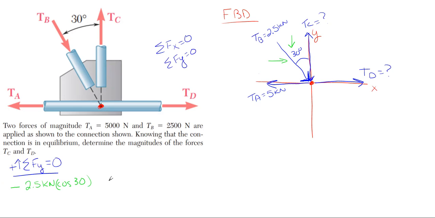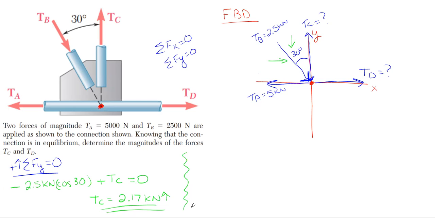And then lastly, we have TC. TC is going upward, so that is a positive TC. We don't know what that is yet. And then not including TD because, once again, it is in the x-axis. So that's all we have for the y. And T sub C is the only unknown in this equation, so we can easily solve for it. It is essentially just 2.5 kilonewtons times the cosine of 30. And that gives me 2.17 kilonewtons of force in the upward direction. So there is one of my unknowns already solved for. And we only need one more to go, which is the TD.